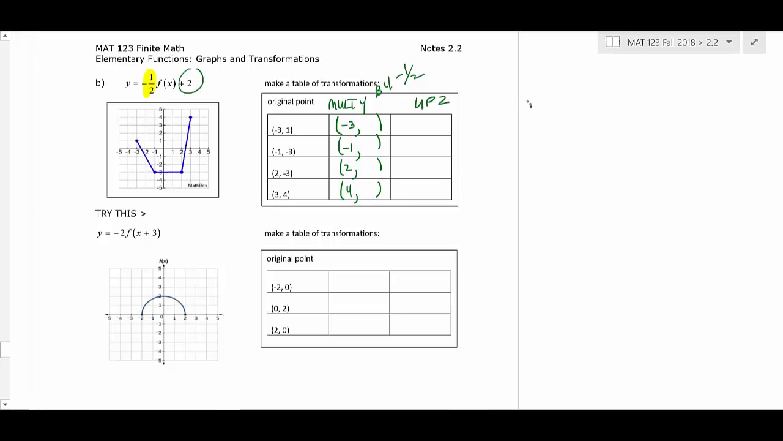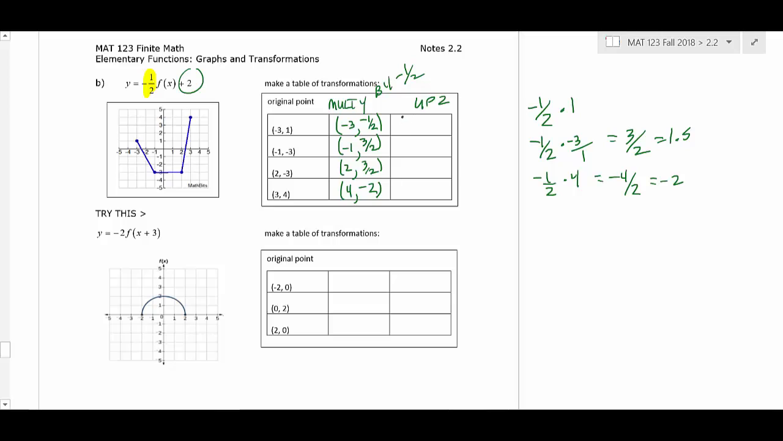So the first one you would do negative 1/2 times 1. So that would be negative 1/2. Then the second one, you do negative 1/2 times negative 3. So that would be positive 3 over 2. You can use a decimal, that's 1.5. Then the next one is the same thing, it's 3 over 2. And then the next one, you're doing negative 1/2 times 4. So that's negative 4 over 2. So that's negative 2. Okay? So all I'm doing is just cutting all those numbers in half, and then changing that sign. All right, so that's stage 1.